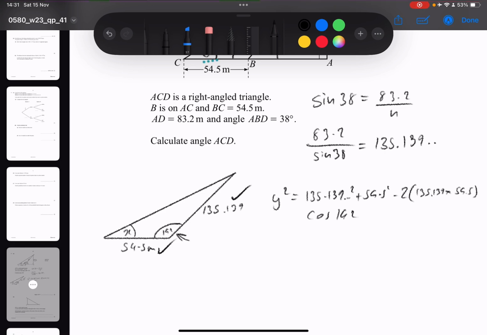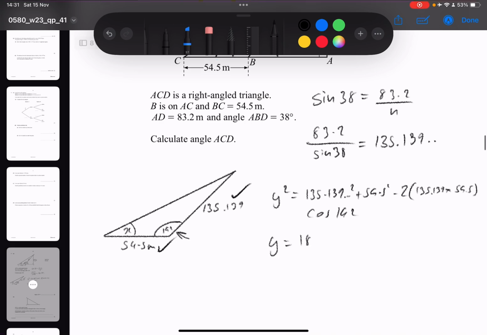So I'll just type that in. 135.139 squared plus 54.5 squared minus 2 times 135.139 times 54.5 cos of 142. And we take the square root, and what we get is the distance y as 181.2191722. Okay, so using that, then we can use a sine rule in order to find the angle here.